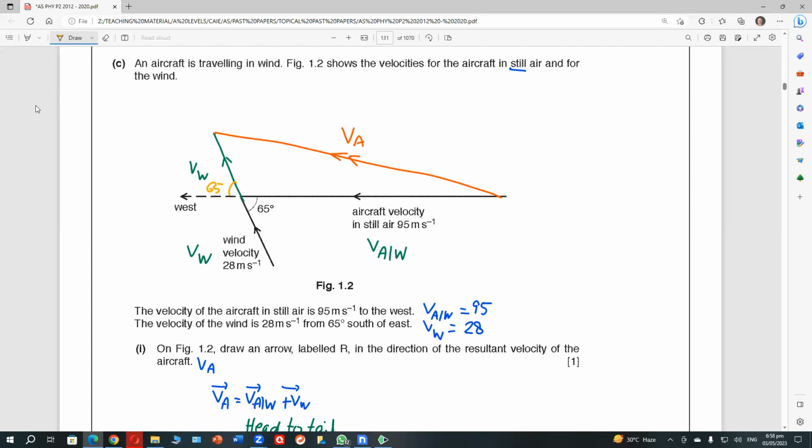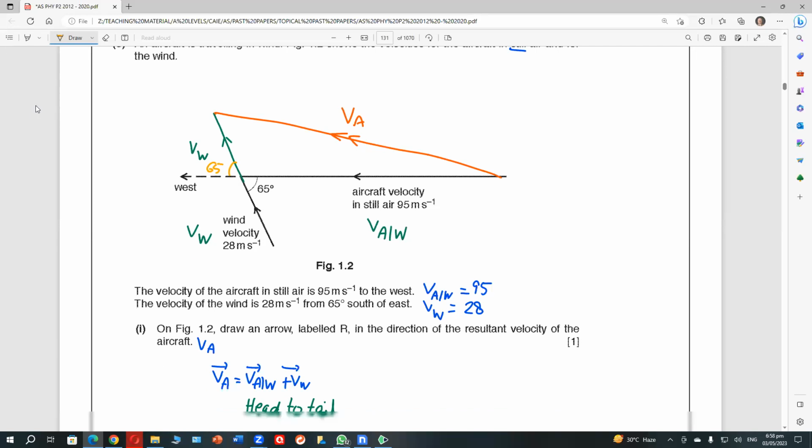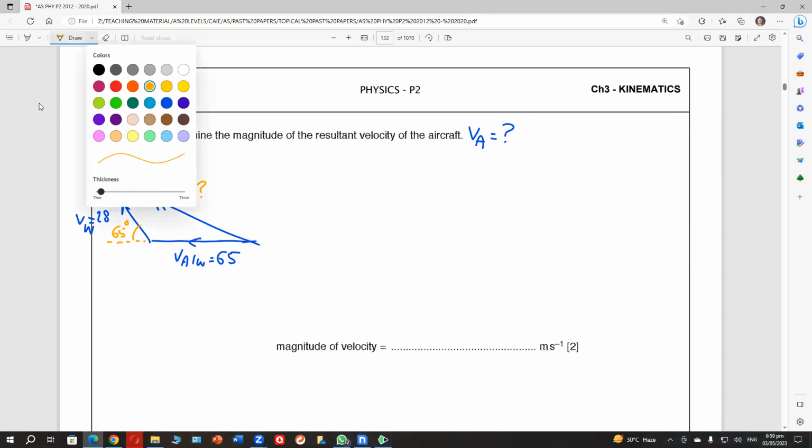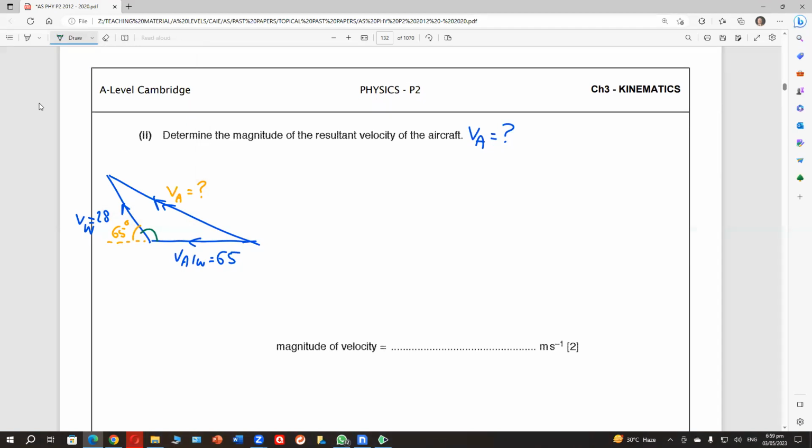So we can use tan 65, like tan 65 is equal to VA over VW? No, but why are you looking for a right angle triangle? This is not a right angle triangle. This is a trigonometry case. Why don't you think about getting this angle inside first? 180 minus 65, it will be 115.